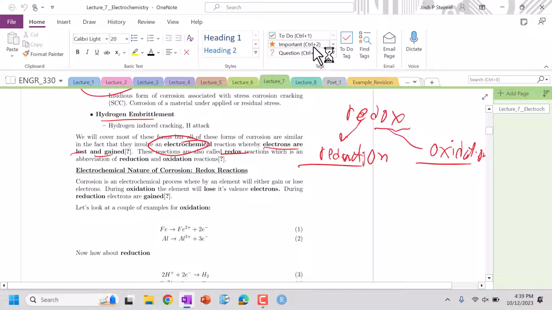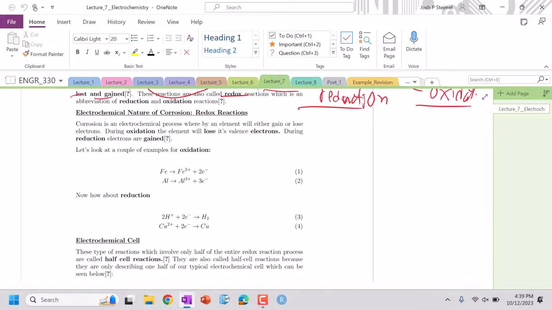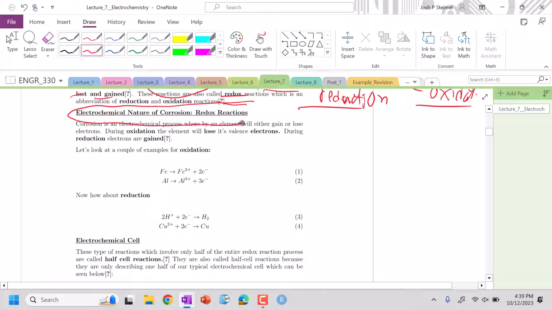Hi everyone, we are back and we are going to get into our redox reactions. Oxidation, in this process, the element's going to lose valence electrons. Reduction, we are gaining electrons. So oxidation, you can see this material is losing electrons. In the reaction, it's giving them up. Whereas here, we are actually gaining electrons during reduction.